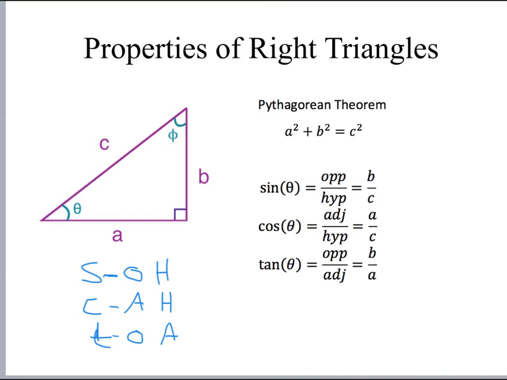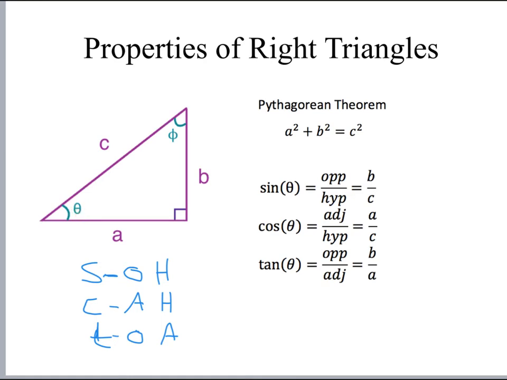Now, I wanted to mention one last thing. We have the angle theta. That's the angle that you're going to have probably 9 times out of 10. But maybe 1 time out of 10, you're going to have the angle phi. And when you have phi, it's different because A is no longer the adjacent side. It's the adjacent to theta. But for phi, it's the opposite side. B is now the adjacent side to phi, whereas it was the opposite side of theta.